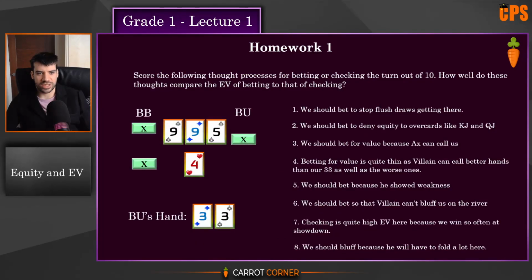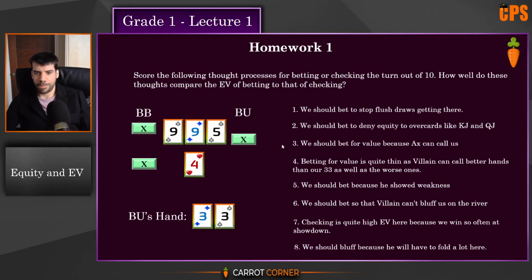I'll give you another chance to practice this now. This is your homework exercise for this lecture. You're going to look at the thought processes listed here on the right and score them out of 10. How well do these thought processes compare the EV of betting to that of checking? And therefore, how good a job do they do? I want you to come back to the end of this video when you've gone over this exercise on your own and written down some answers. And then I would like you to unpause and look at the feedback for this homework task, which we're going to do right now. Okay, let me give you guys the feedback for this homework task.